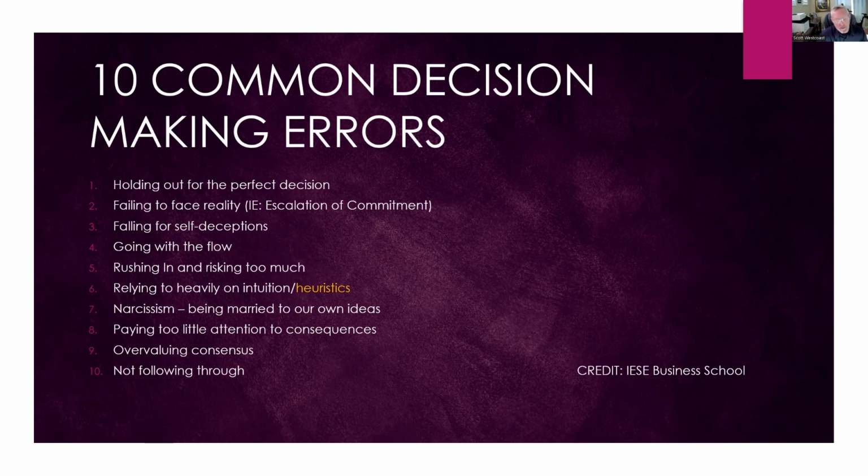You're going to find in the next week's discussion board, escalation of commitment, that bounded rationality is usually the most common example of an escalation of commitment, a failure. Narcissism, paying too little attention to consequences. I think we've worked for some of those people. Overvaluing consensus, that's also a groupthink phenomenon, which will be discussed next week. Not following through, that's one of the biggest failings of supervision, failure to follow up.